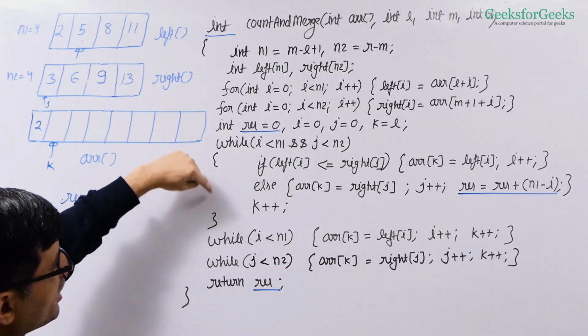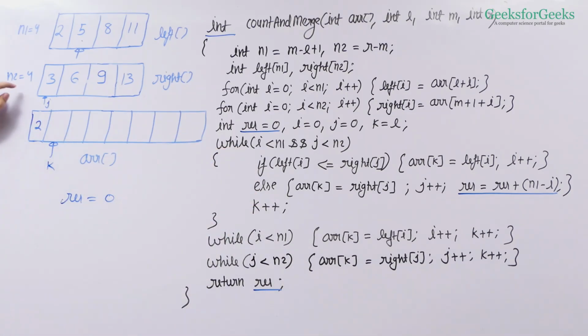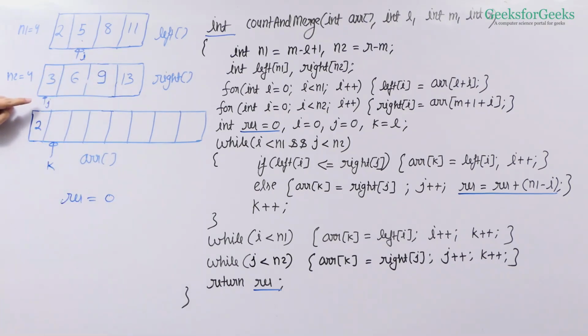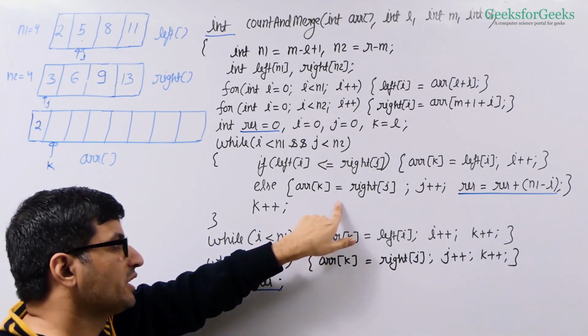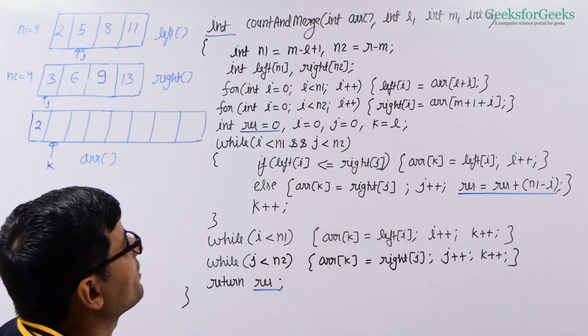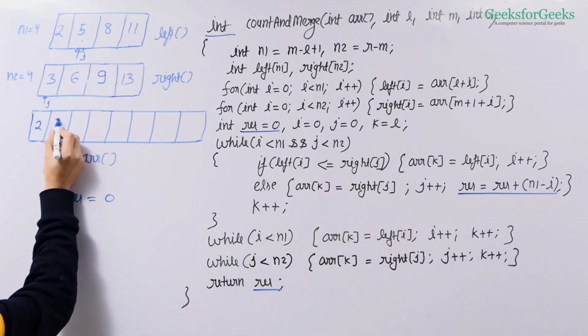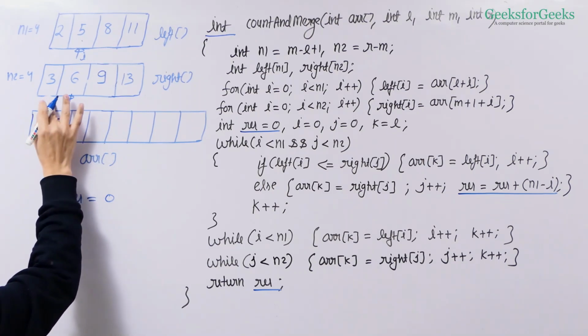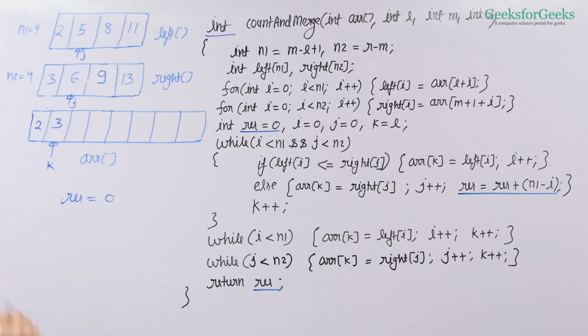After that we run this iteration again and compare left I with right j. We compare 5 and 3, and this time right j is smaller. So you fall into this else case, and this time you are going to update the result. What do you do? You simply copy right j into the array. So you copy 3 here, and you move ahead in this particular array. So your j now is here.